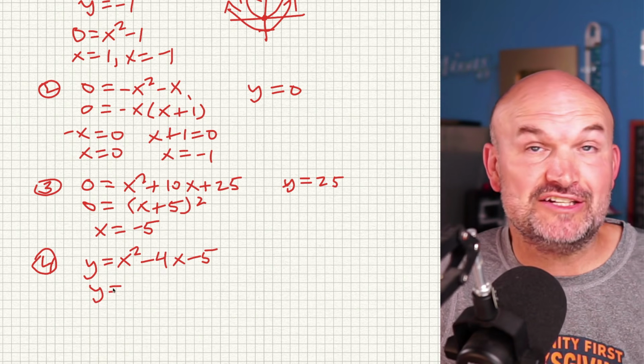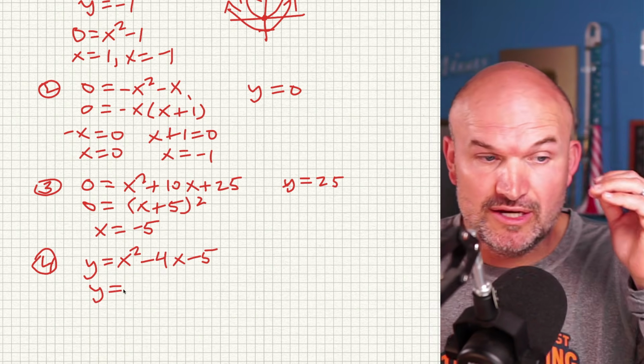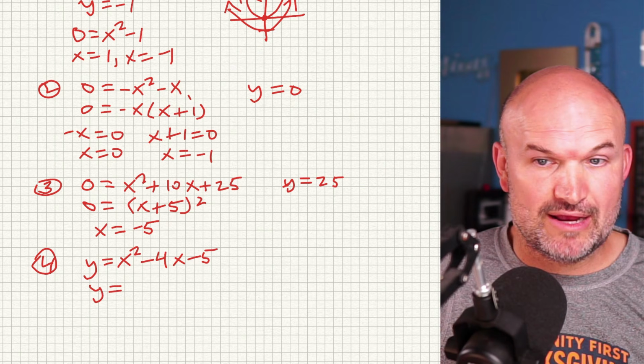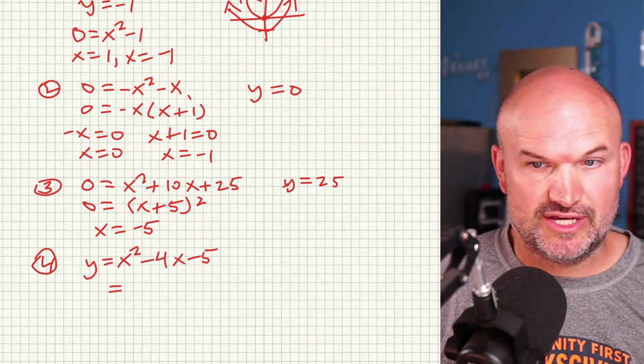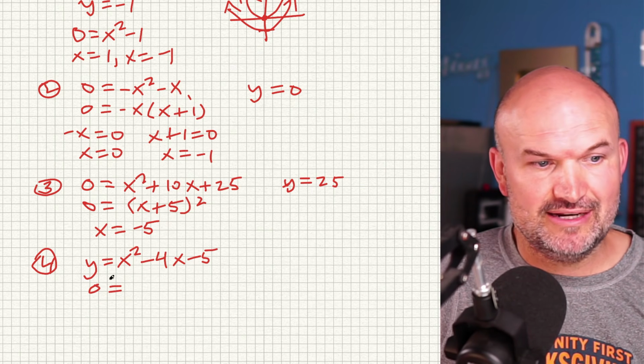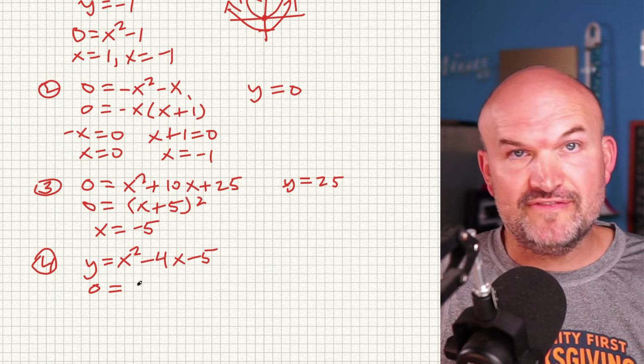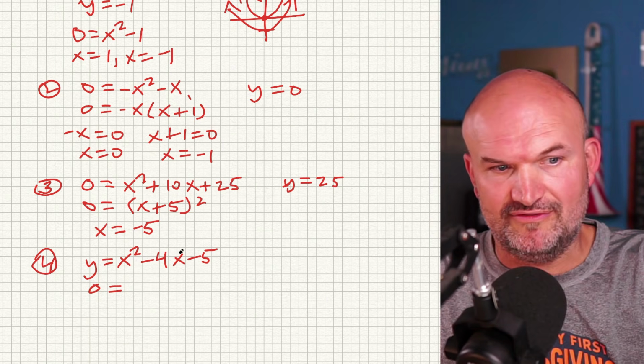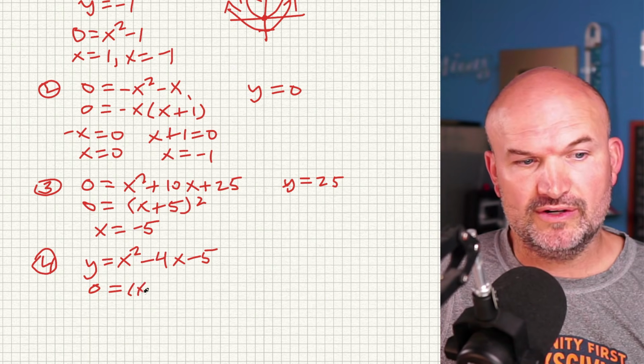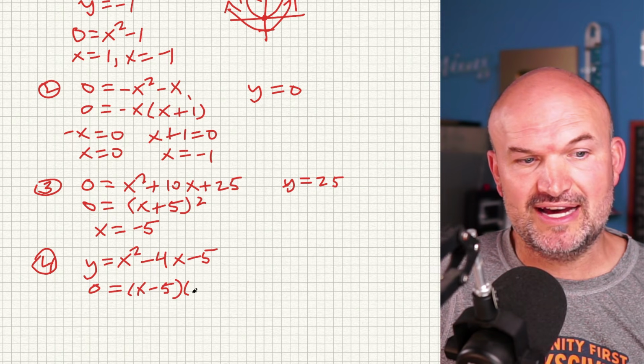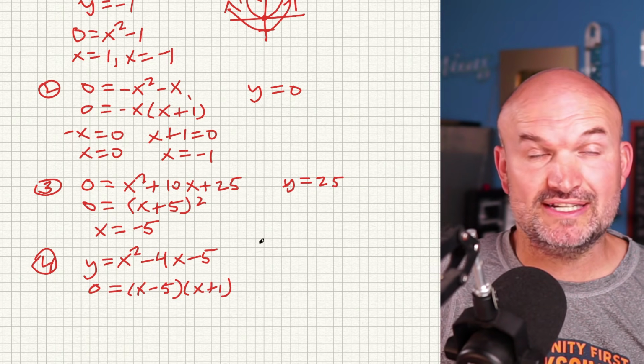I don't want you to do that, okay? So again, to factor this or to find the x-intercepts fast, we have to recognize that we're going to set y equal to 0. So let me go ahead and change that. Sorry. We're going to set this, thinking in my head, to 0. And then I need to factor this. What 2 numbers multiply to give me -5 and add to give me -4? Hopefully you're coming up with an x minus 5 and an x plus 1 as the factored form.